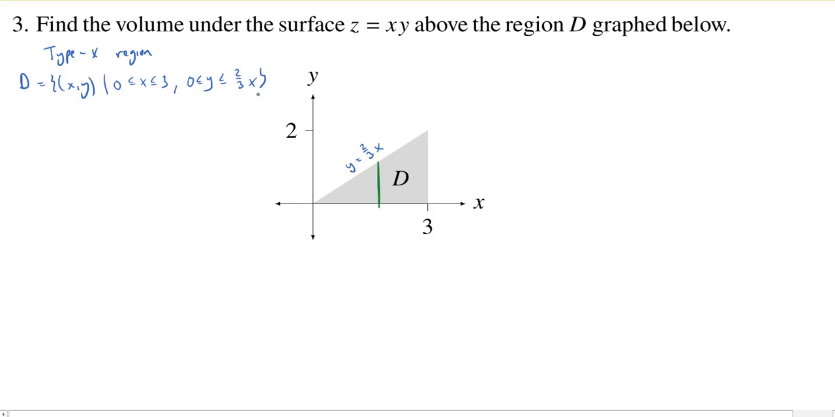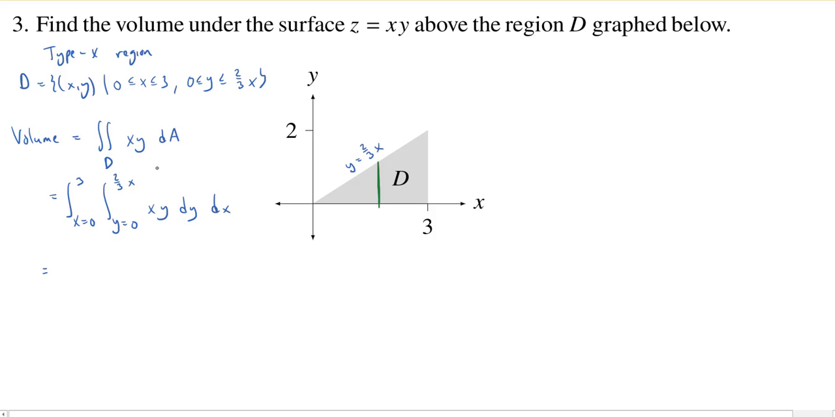Once I have that, I can now compute the volume by computing the double integral over the region D of the function, which in this case is x times y. And by Fubini's theorem, I can write this as the integral x goes from 0 to 3, followed by the integral y going from 0 to 2/3 x of xy, and now the y is on the inside, so we do a dy first, followed by a dx.